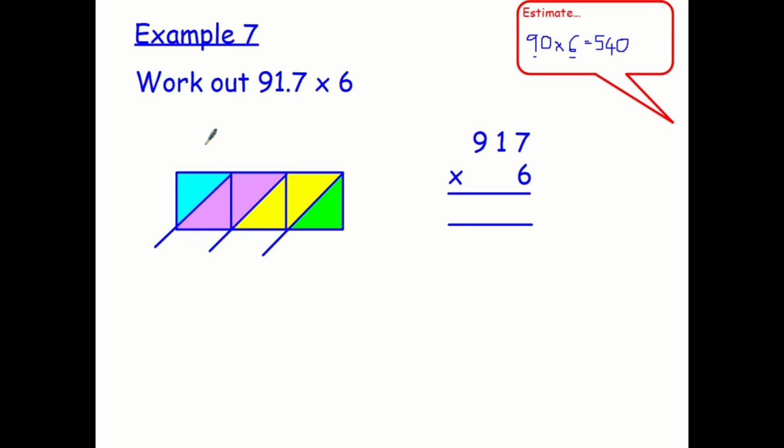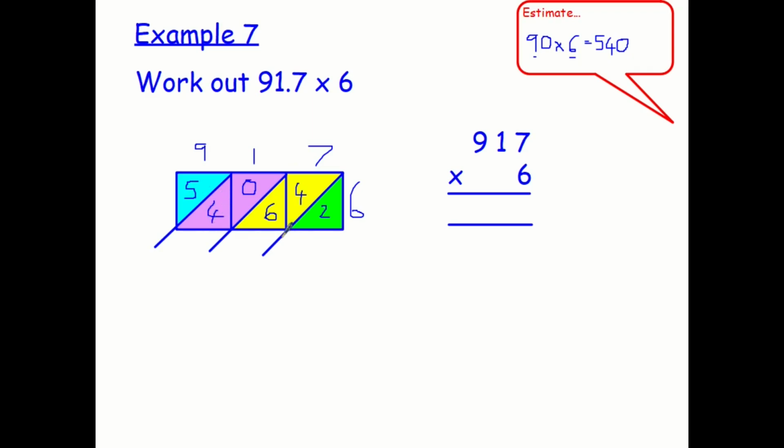So let's put this along the top here. 917 multiplied by 6. 7 6s is 42. 1 6 is 6. That's a 0. Make that a bit clearer. So no tens, but 6 units. 9 6s are 54.